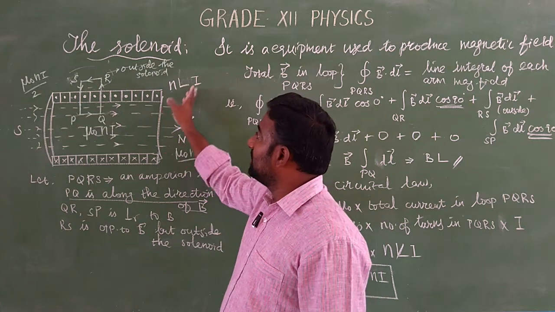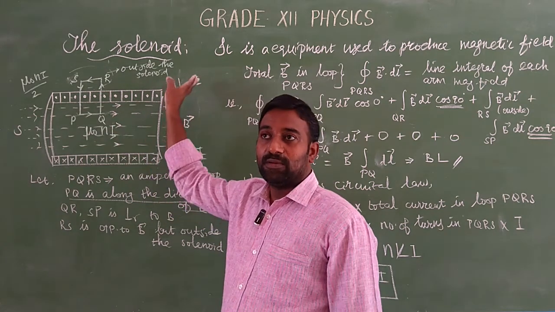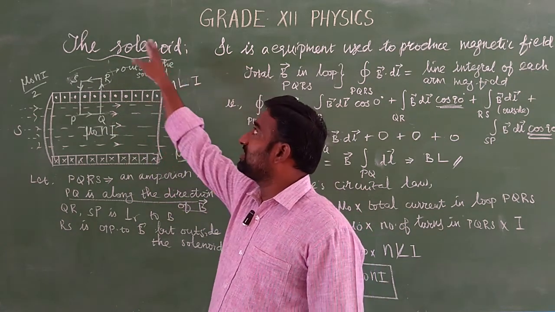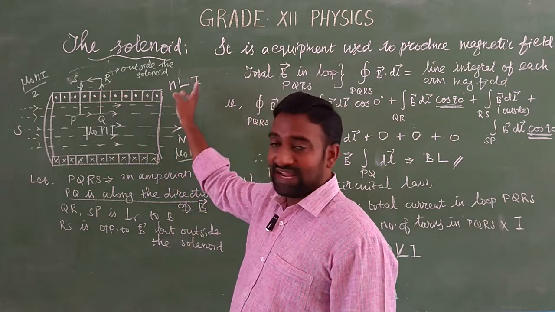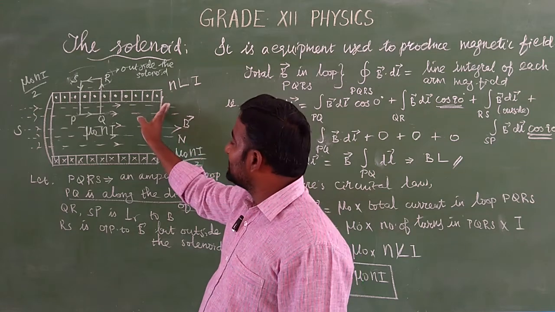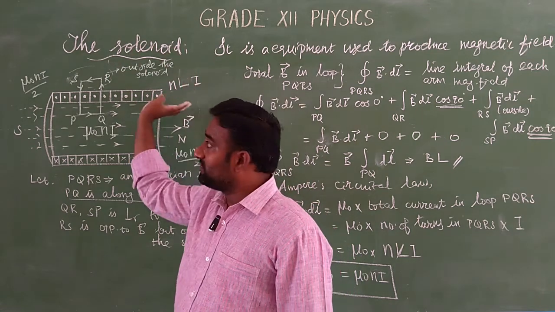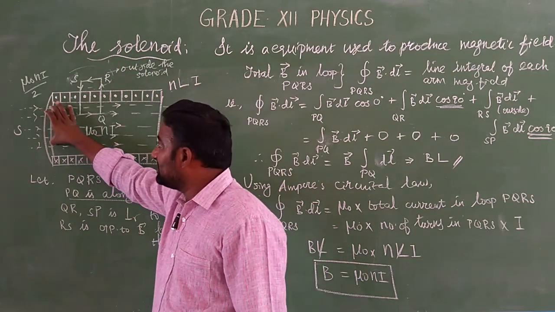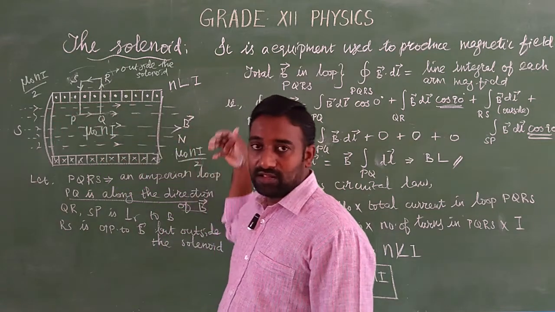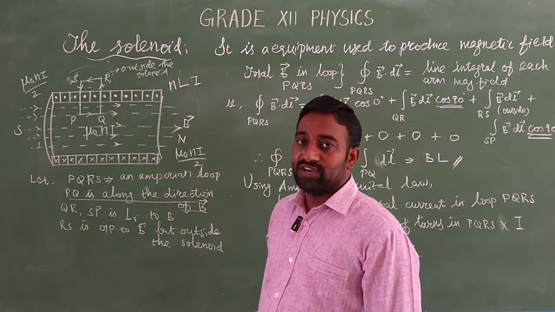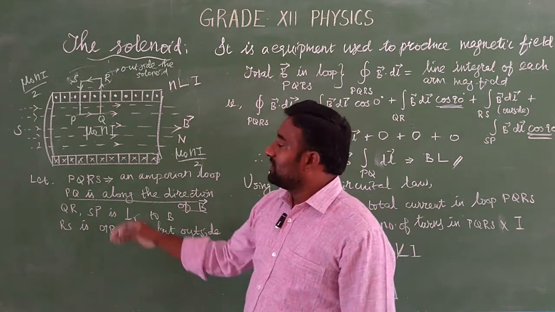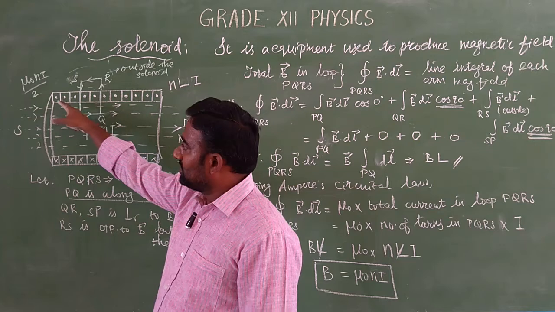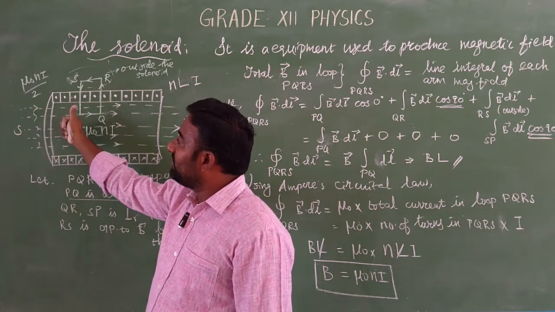But externally the field lines are closed, curved lines. In the solenoid, externally the field lines are curved lines that emerge from north and merge in the south, but inside the magnetic field lines are parallel. That magnetic field is what we are going to determine. Here they have given the cross-sectional view of the solenoid. At one place in the upper end, the current is emerging out.